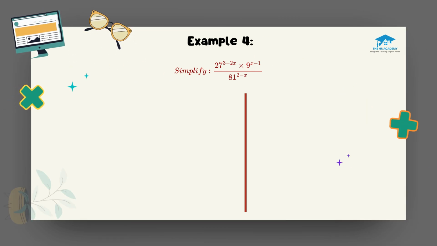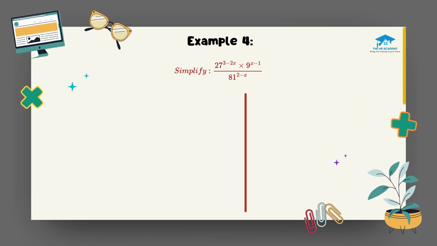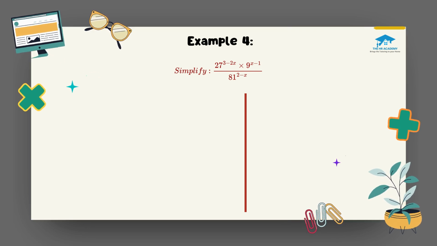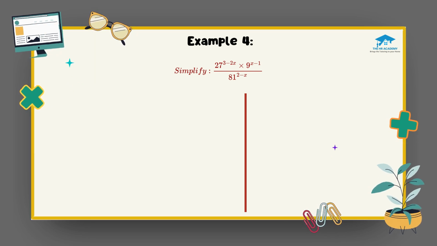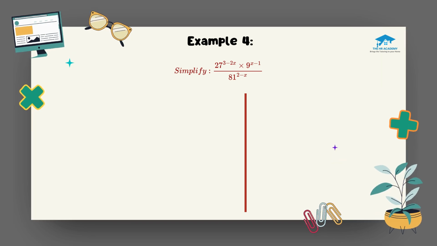Let's take it up a notch. Example 4. 27 to the power of 3 minus 2x, times 9 to the power of x minus 1, over 81 to the power of 2 minus x. So firstly, we can change these bases to get a common base. We can use 3 as a common base.